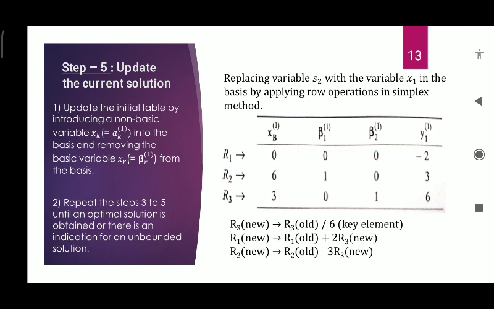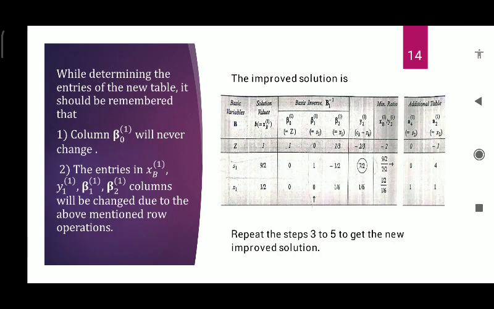So we are calculating new R1, new R2, new R3 using this formula. We obtain this for the column values in the following table. The improved solution table is this. The basis variable B is Z, S1, X1, and in the second column the solution values are 1, 6 by 2, 1 by 2. The remaining values which I have calculated in the previous steps are taken into consideration. It is represented in the following table: new R1, new R2, new R3. Here again we repeat the same steps from 3 to 5 to get the new improved solution.